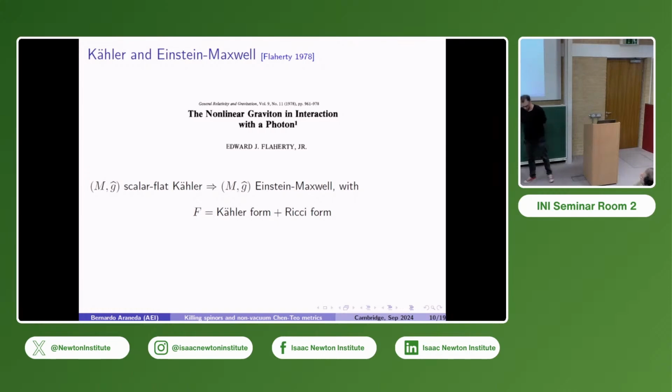We are also interested in other field equations, as I mentioned, for example, the Einstein-Maxwell. Is it like an Einstein version of the Born-Infeld?